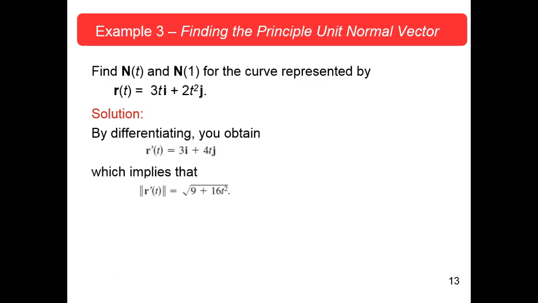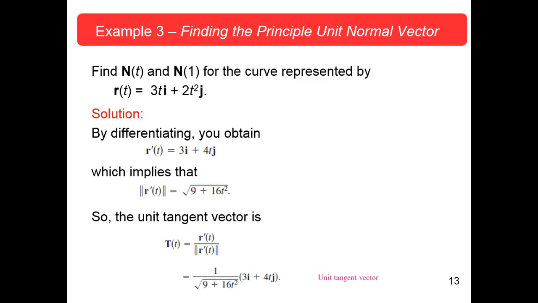By differentiating, we have r prime is 3i plus 4tj, just like we did, which implies that the magnitude of that is the square root of 9 plus 16t squared. Yes, there was your t squared. So the unit tangent vector is r prime divided by the magnitude of r prime, which is 1 over the square root of (9 plus 16t squared) times 3i plus 4tj. That's your unit tangent vector.